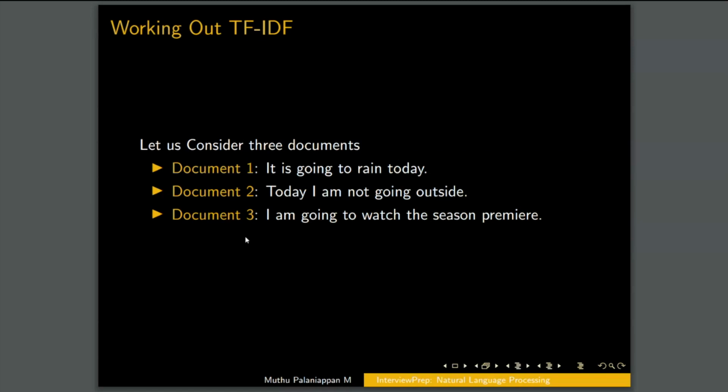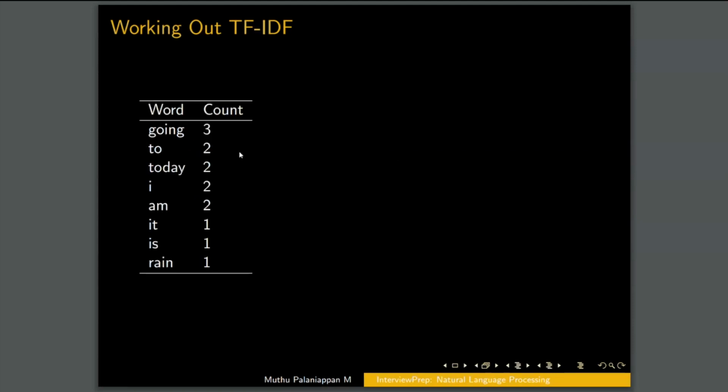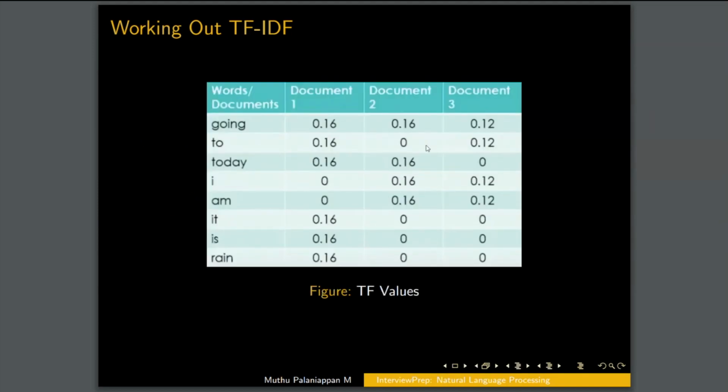So in this case, the length of document 3, it's going to be 1, 2, 3, 4, 5, 6, 7 and 8. So it's going to be 8. So we are going to divide 1 by 8. So that is the term frequency for the word going. If you calculate 1 by 8, it's going to be 0.12.